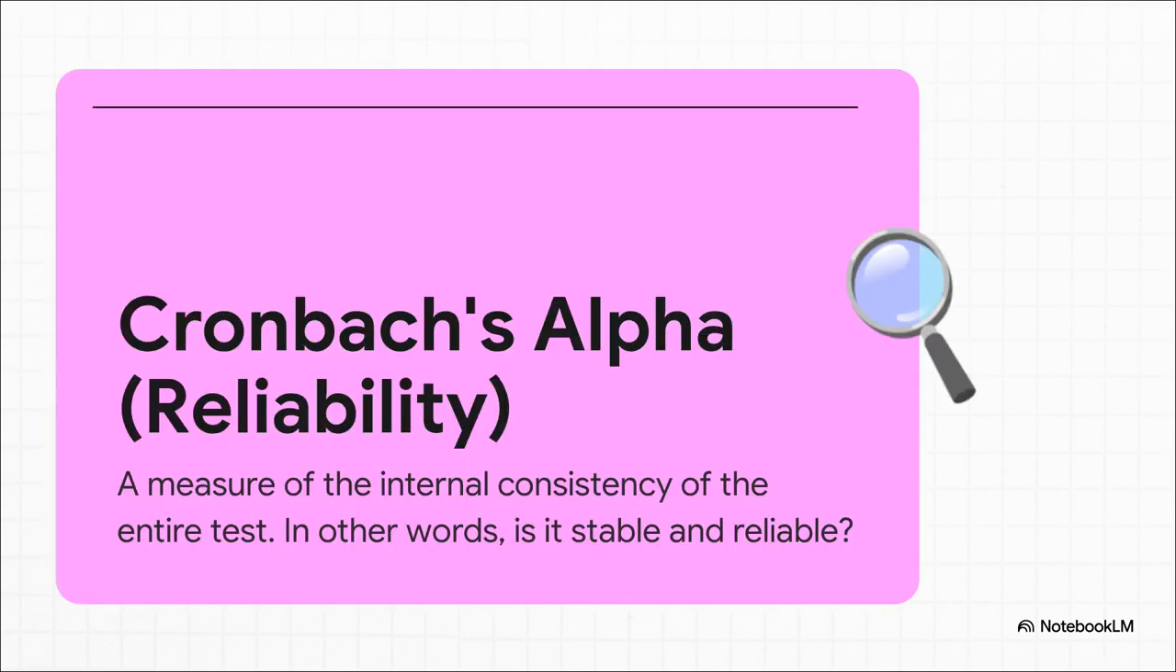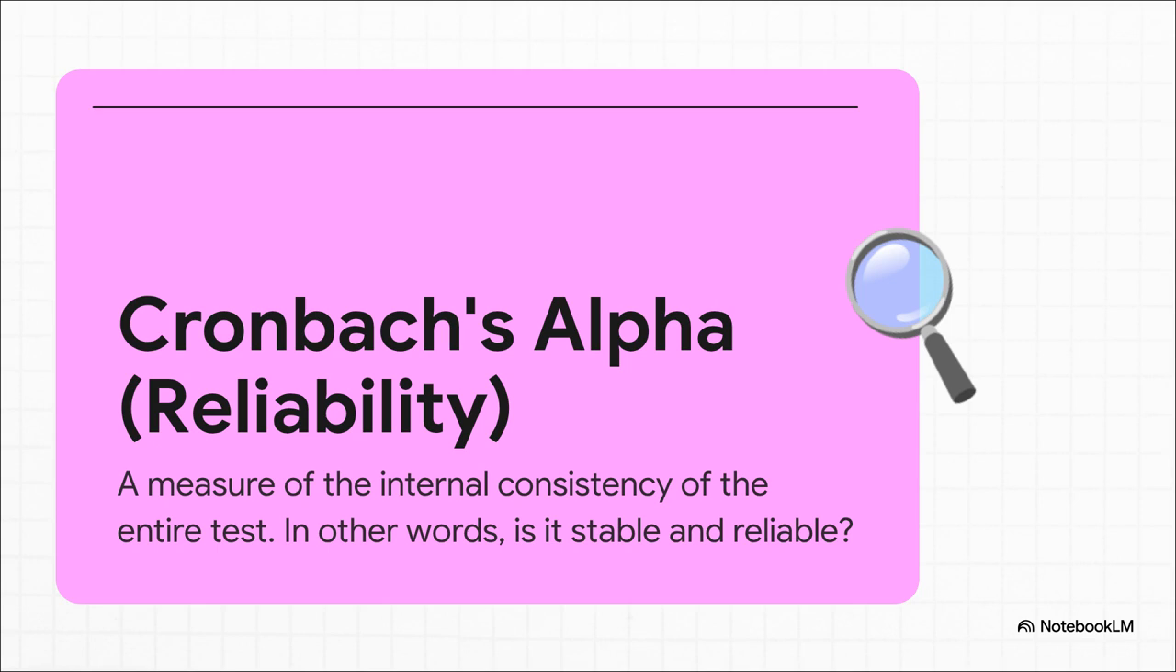Okay, for our last tool, we zoom out and look at the whole test. This is Cronbach's Alpha. It's a measure of reliability, or what we call internal consistency. Think of it this way. If your students took a very similar test tomorrow, would they get a pretty similar score?